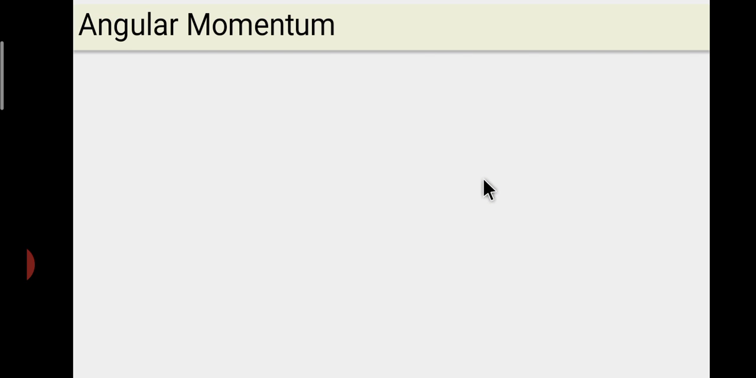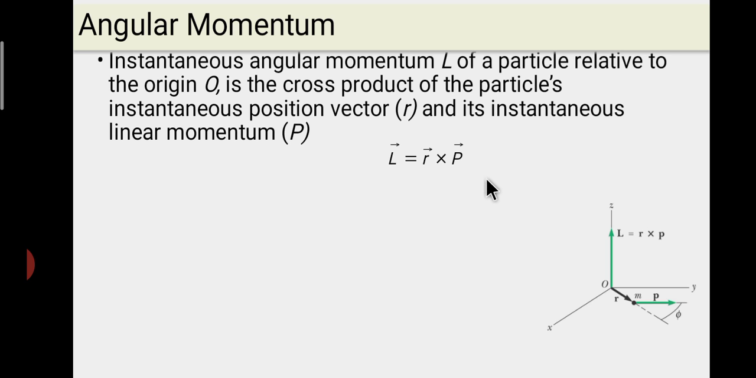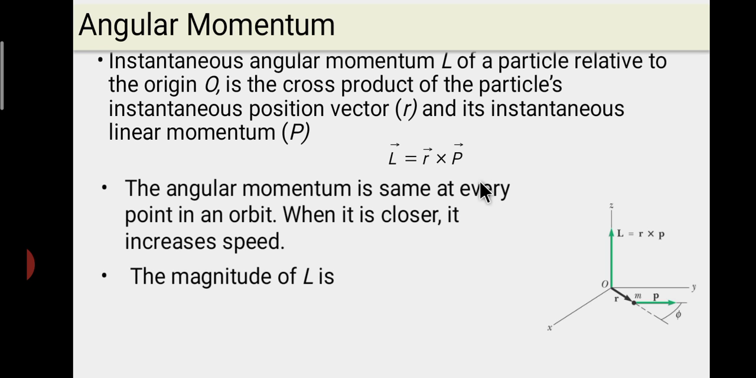Now let us discuss angular momentum. What exactly is angular momentum? Suppose for an object moving in a straight line, momentum is simply p = mv, that is, mass times velocity. In rotational motion, the analog of linear momentum is angular momentum. It measures an object's tendency to spin.